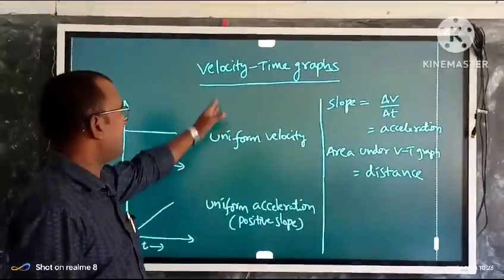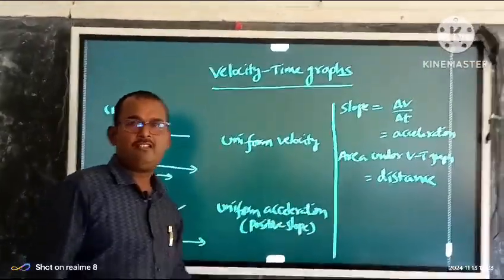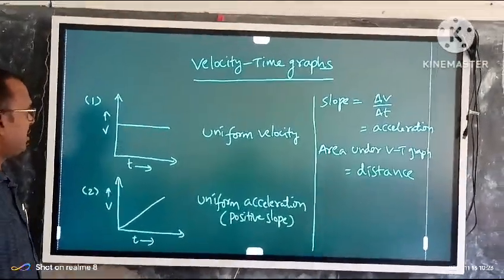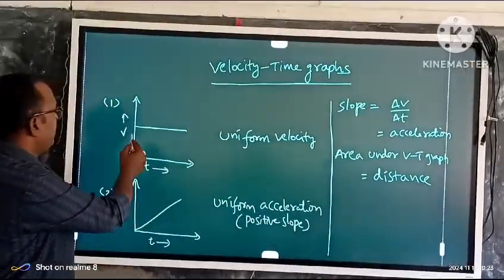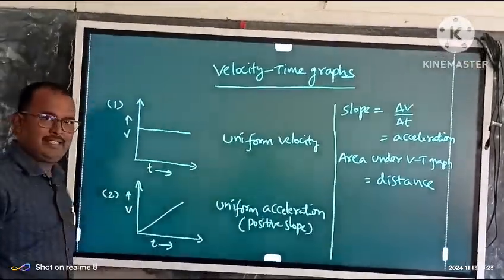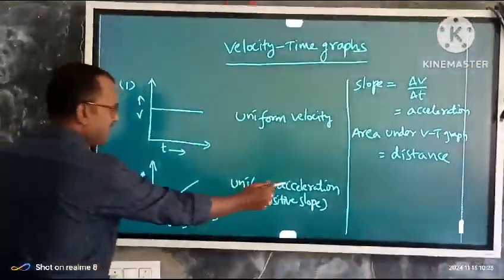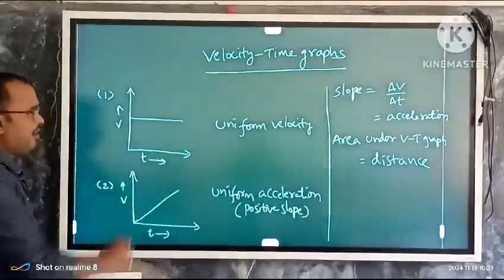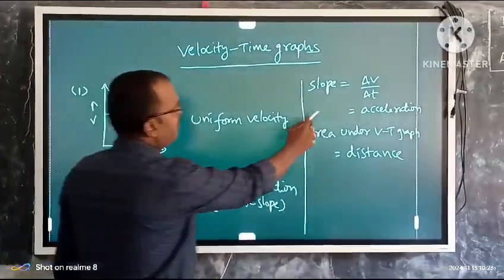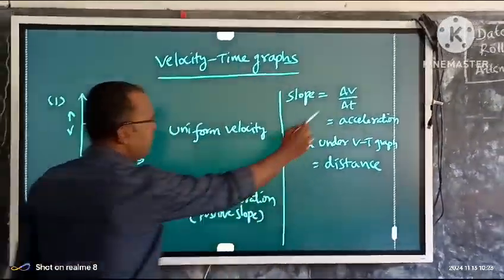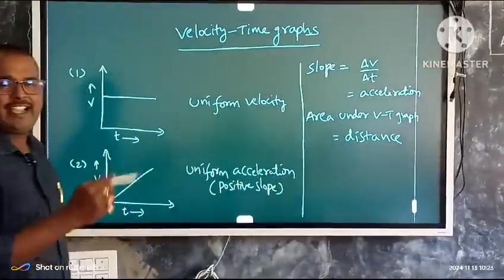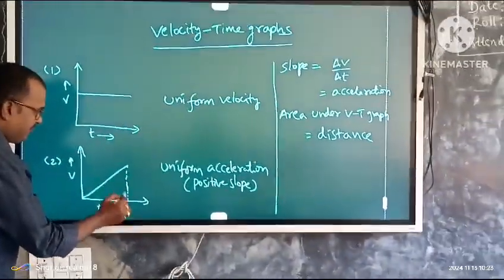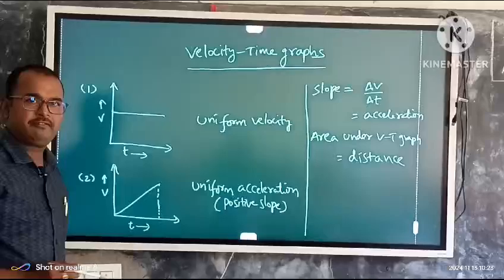Now we discuss velocity time graphs. So in these graphs, velocity is taken on y-axis and time is taken on x-axis. Now for uniform velocity, there is a straight line parallel to the time axis, and for uniform acceleration with positive slope, we get a straight line passing through the origin. In velocity time graph, slope gives the change in velocity by change in time, that is acceleration, whereas the area covered under velocity time graph gives the distance covered in the time interval.